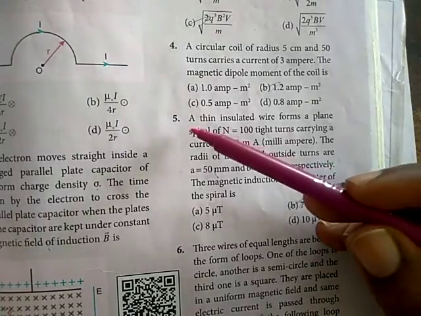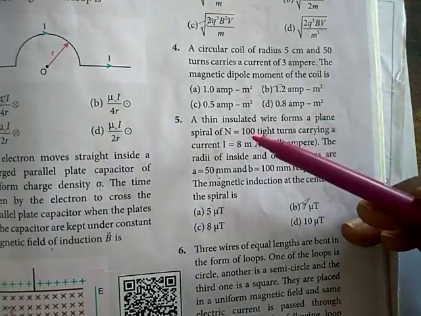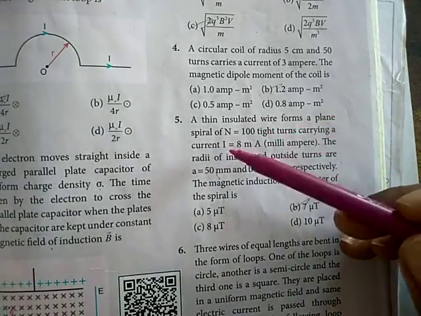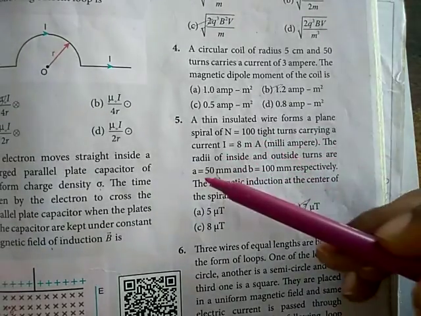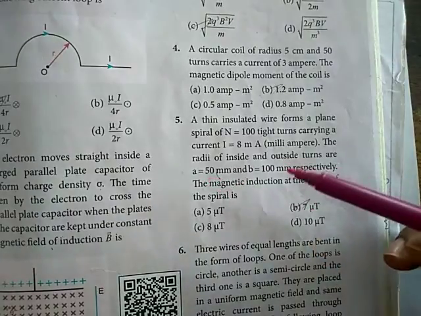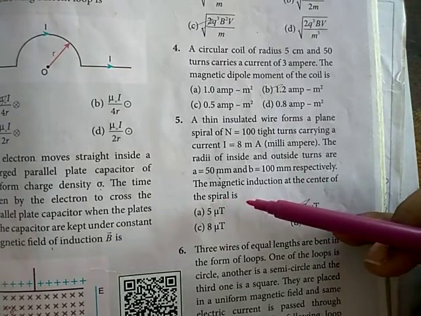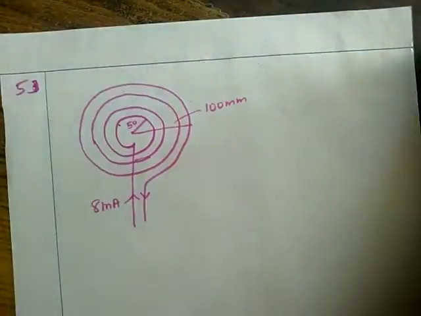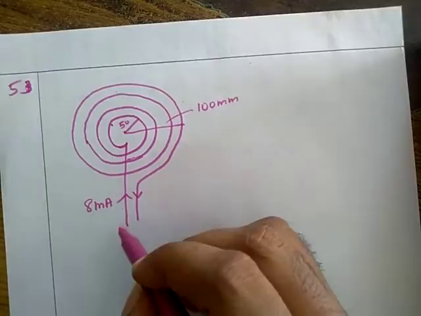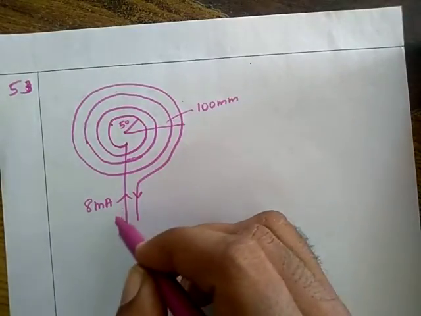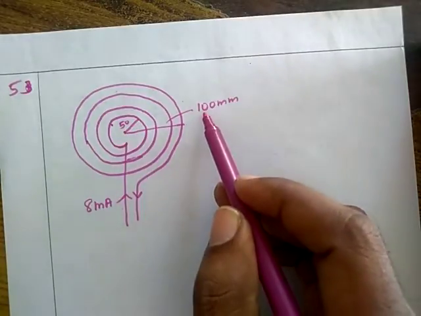Our next question, question number 5. A thin insulated wire forms a plane spiral of 100 tight turns carrying a current of 8 milliampere. The radii of inside and outside turns are 50 millimeter and 100 millimeter respectively. The magnetic induction at the center of the spiral is. Here I consider a plane spiral loop. In that spiral loop, the current is 8 milliampere. The inner radius is 50 millimeter, then the outer radius is 100 millimeter.